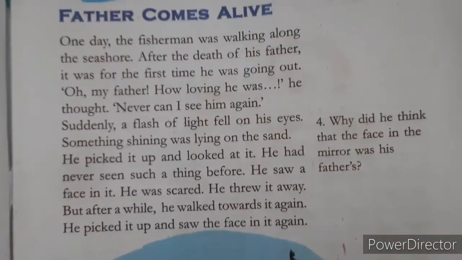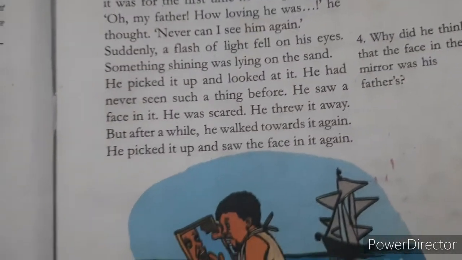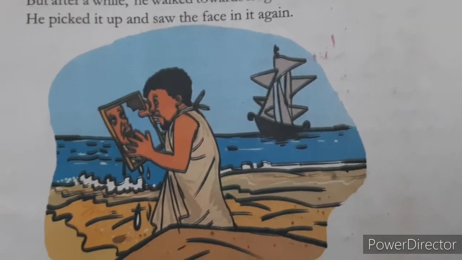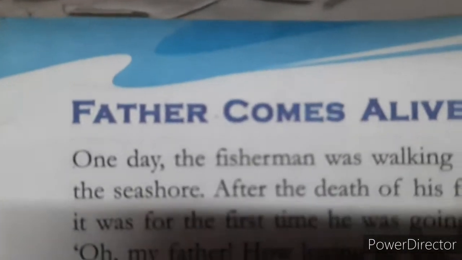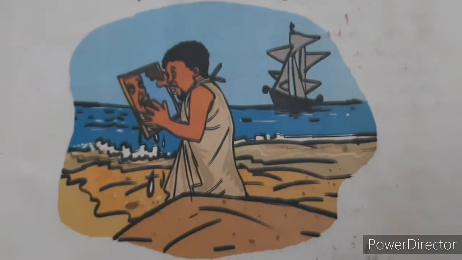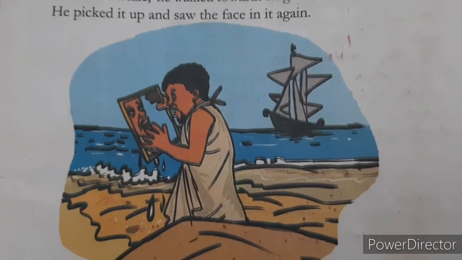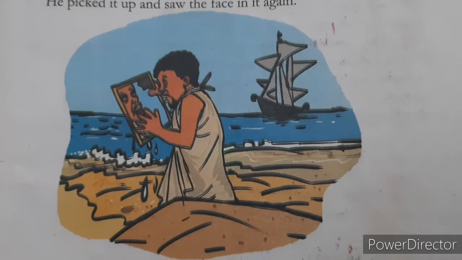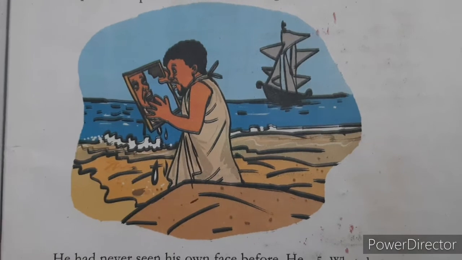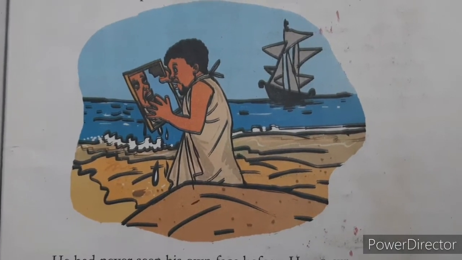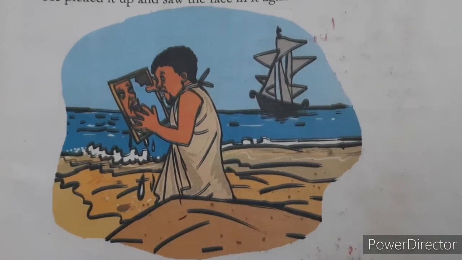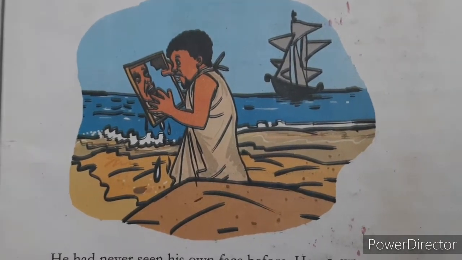Have you understood this passage? Okay, I am going to tell you the story once more. So what is the title of this passage? That is Father Comes Alive. Okay, so when the story begins, we can see that the fisherman is walking through the seashore. And it was the first time after the death of his father he is coming out from his house.